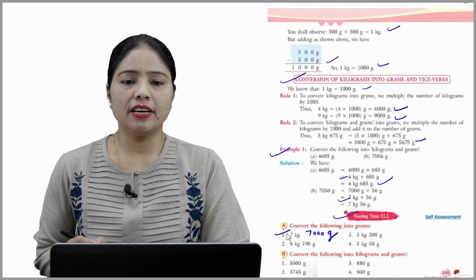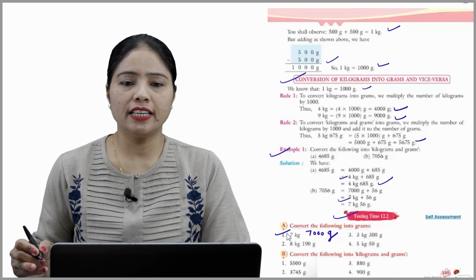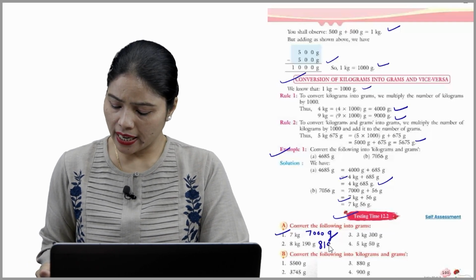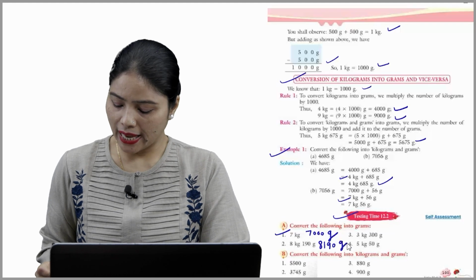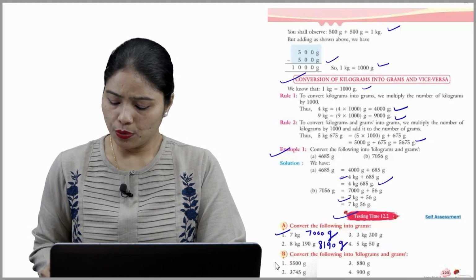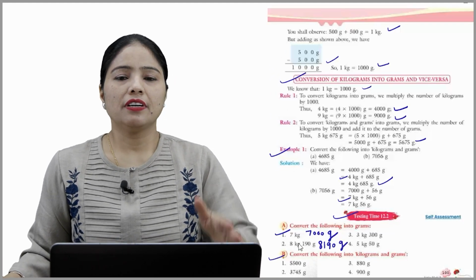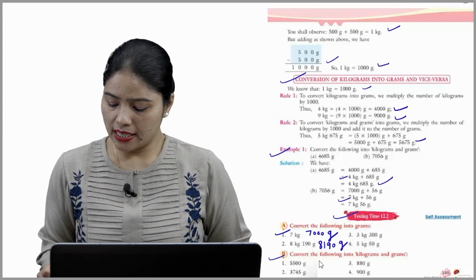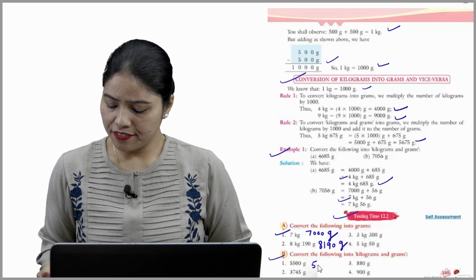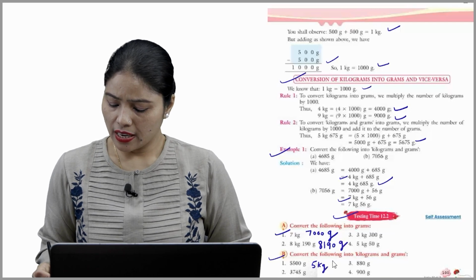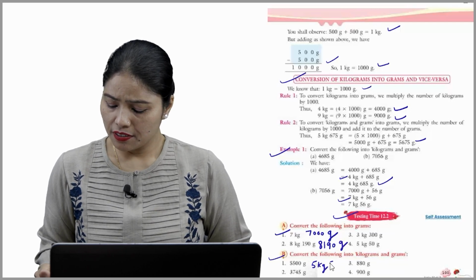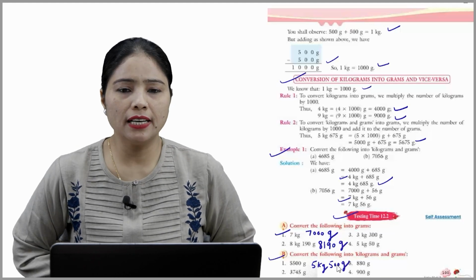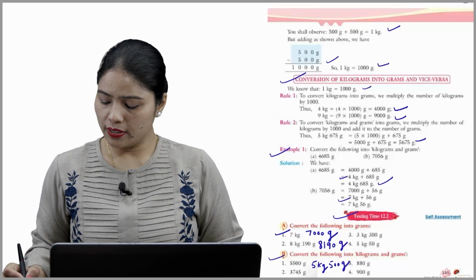Okay. Second one is 8 kg 190 gram. ये कितना बना हमारा? 8 kg 190 gram, like that way. Now B part. Convert the following into kilogram and gram. So this is 5 kg and कितना? 500 gram beta. Hope you understood well. So now move on next.